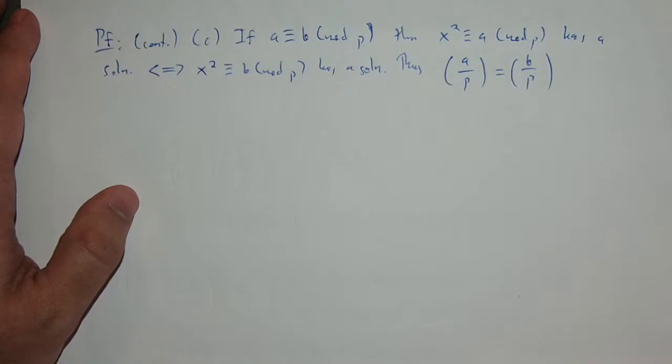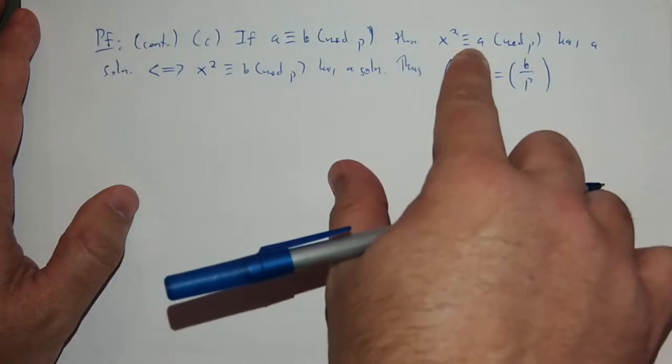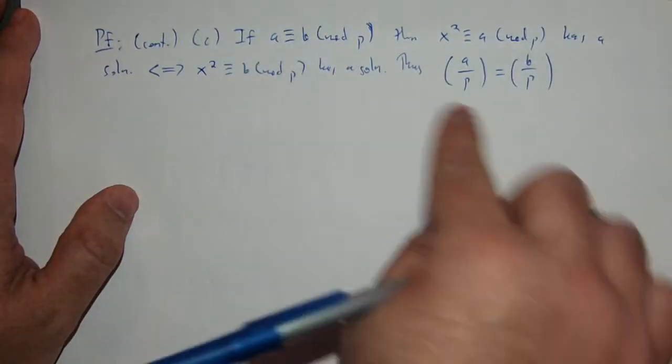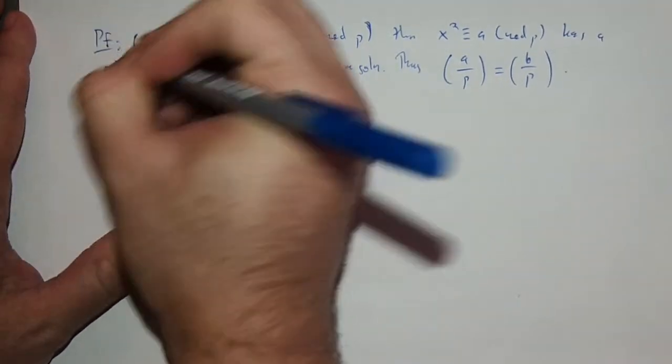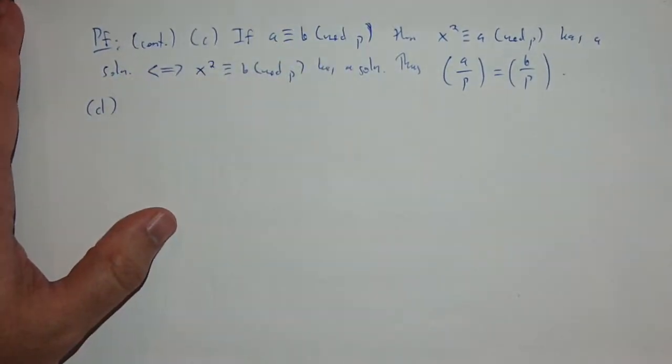So both of these would be plus 1. And if A is not a square mod P, then B also wouldn't be a square mod P, and so both of these would be minus 1. So that's it.